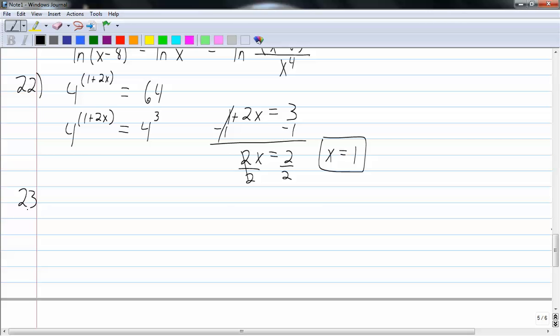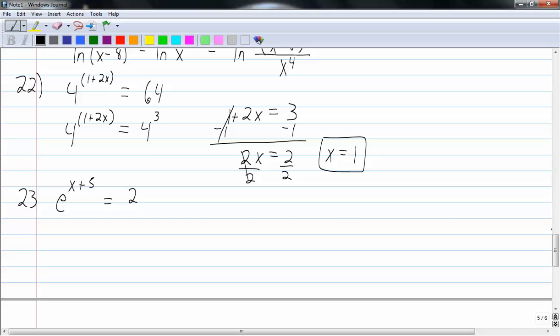Number 23, solve the exponential equation. Express the solution set in terms of natural logarithms. Okay? So e to the x plus 5 power equals 2. All right, so we want to solve for x, but it's trapped as an exponent. If there was only some magical property that would allow me to move exponents. Well, there is. There's a logarithmic property that allows me to move exponents.